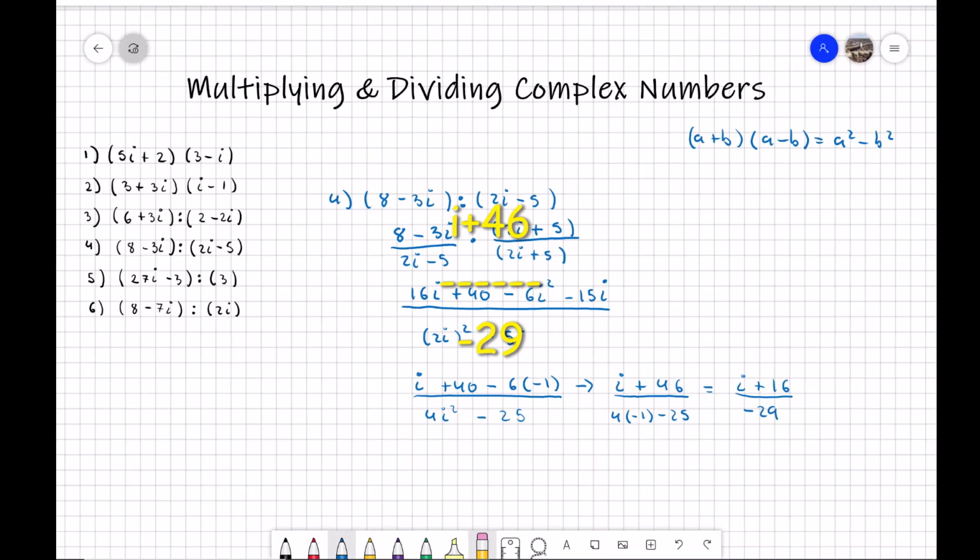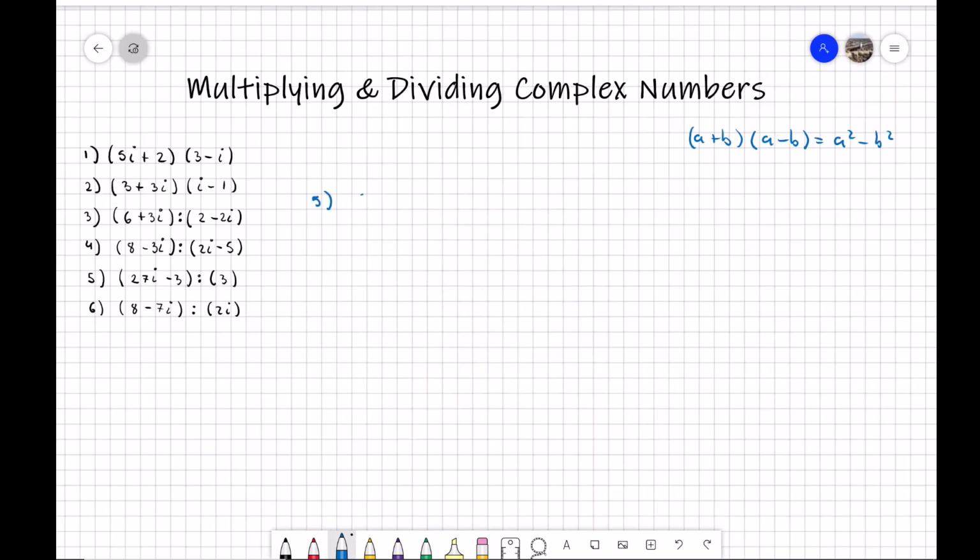All right, so one more step, we also don't like the negative number to be at the bottom either, right? So all we have to do is switch it to the top. So minus i plus 46 divided by 29, right? Which is the same as minus i minus 46 over 29, right?